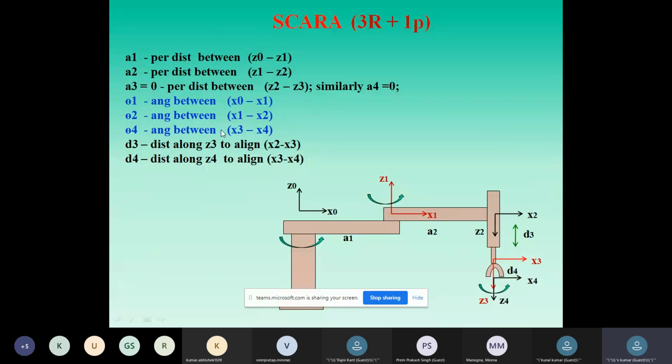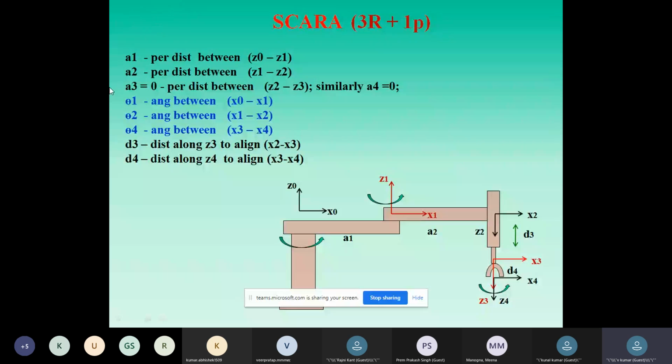Similarly, theta 3: there is no angle, so theta 3 is 0. Theta 4 is the angle between X3 and X4. Since there is a rotation, there may be some angle between X3 and X4. So it is theta 4.